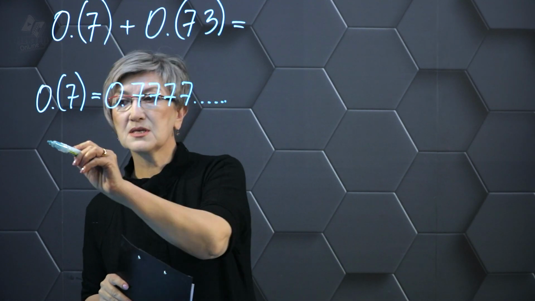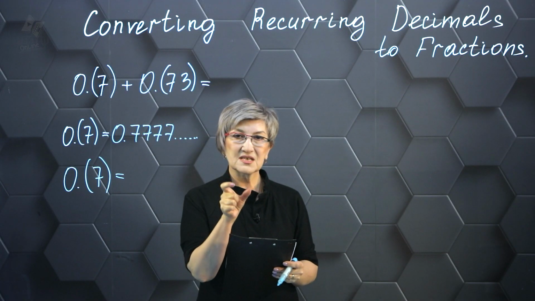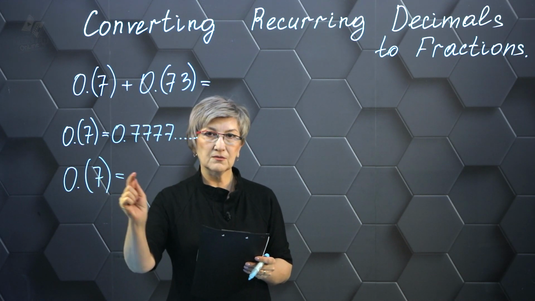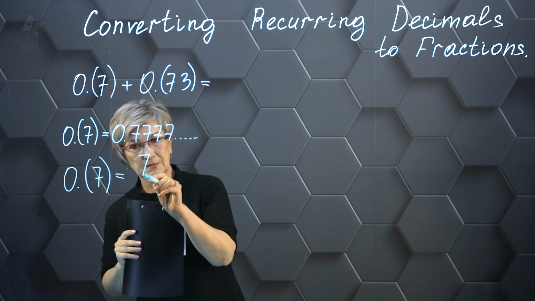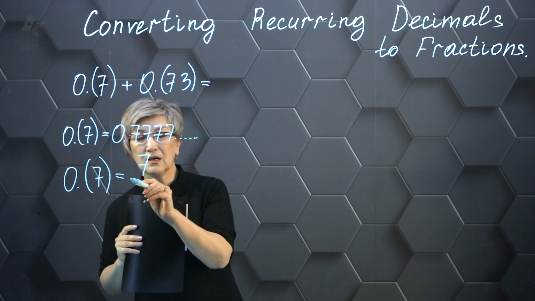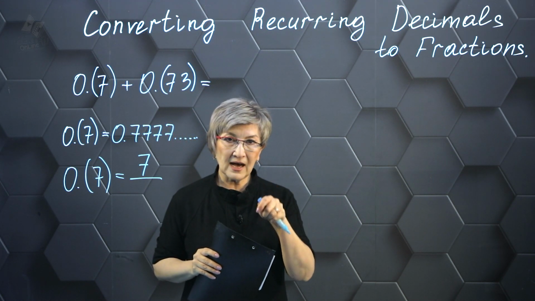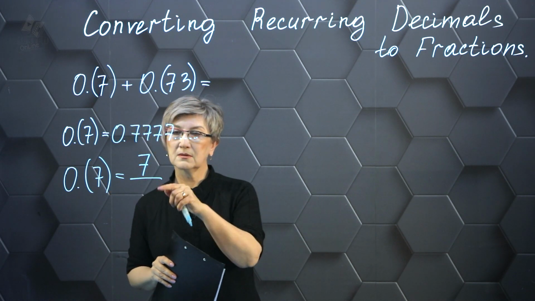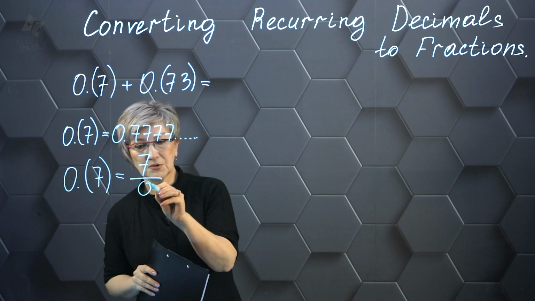In order to write down an infinite decimal as a fractional number, we need to write down the digits that are in the period in the numerator. In this case, the number 7 is in the period. And in the denominator, we have to write the number of digits in the period. We have 1 digit in the period, so I'm going to write down exactly one 9.